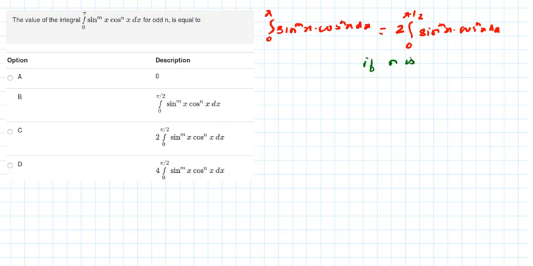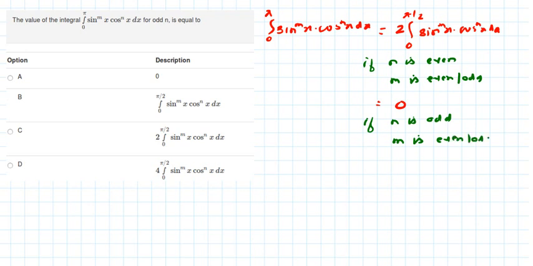if n is even and m is even or odd, anything. Okay, and this value again will be 0 if n is odd and m is even or odd, anything. If you observe, they have given n is odd, this means this 0 will be our answer. So option A is the right answer.